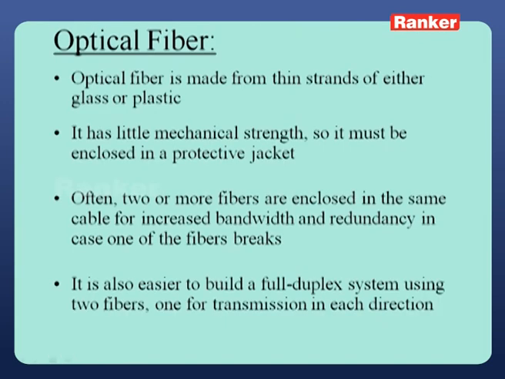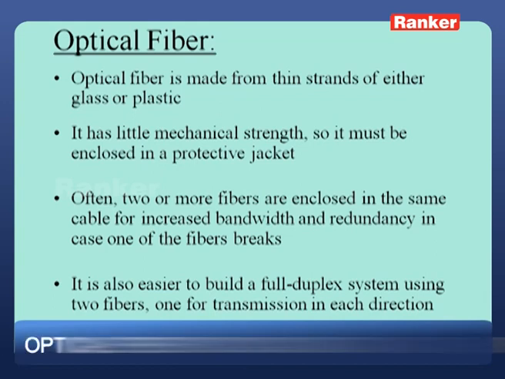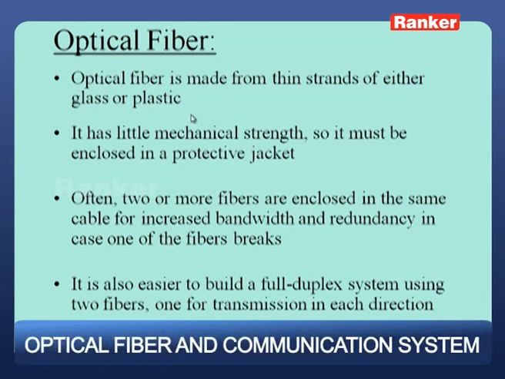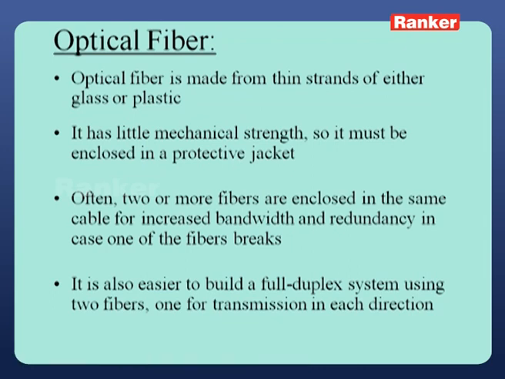Now what is an optical fiber? Already we discussed this. Optical fiber is nothing but a waveguide which is useful for transmission of our light ray. Now how is it made, and what are the characteristics? Observe. Optical fiber is made from thin strands of either glass or plastic. It is very thin, sometimes in the order of micrometers, and it has little mechanical strength. So it must be enclosed in a protective jacket, as we observed in our diagram.